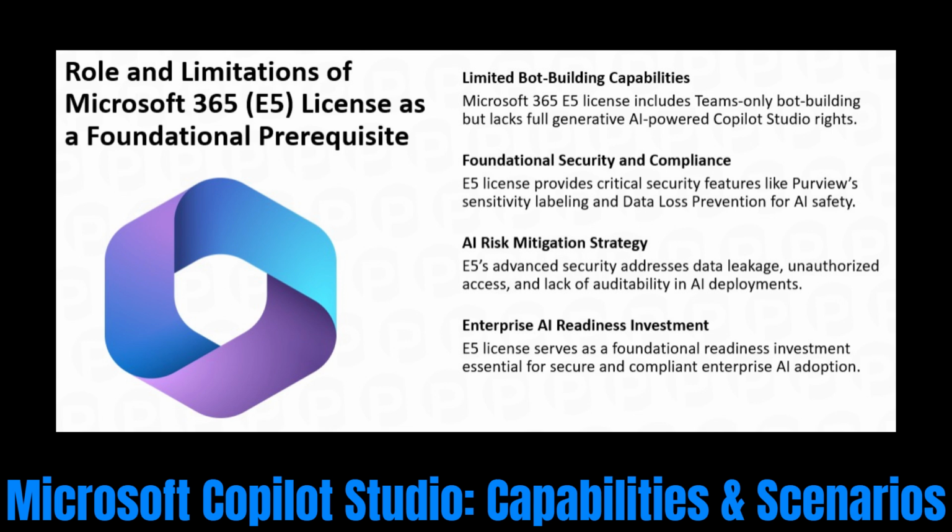All right, first piece of the puzzle, and it trips a lot of people up. The Microsoft 365 E5 license. There's this idea floating around that E5 just gives you everything, right? Full generative AI, Copilot Studio. Does E5 alone get you there? Yeah, that's a really critical point to clear up right away. It's a common misunderstanding. E5 is super important, foundational even, but no, it does not give you full generative AI Copilot Studio rights on its own.